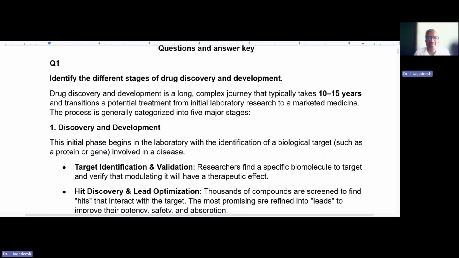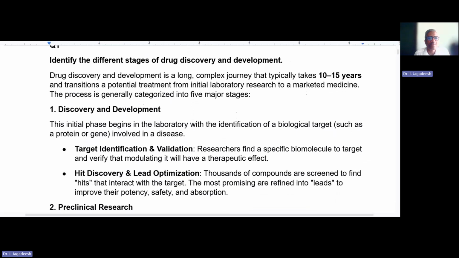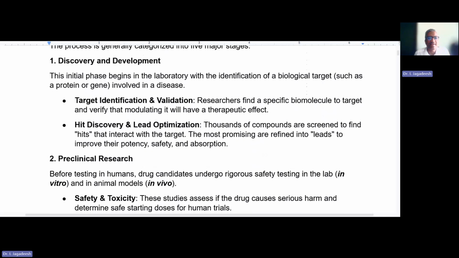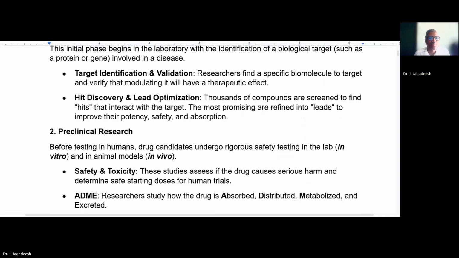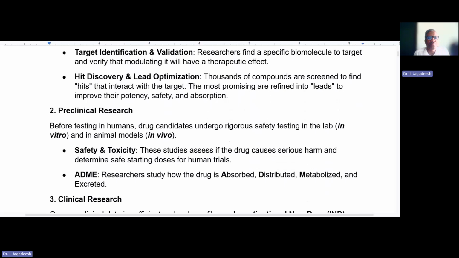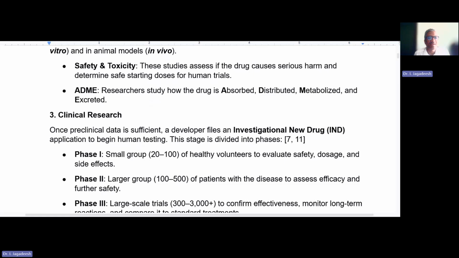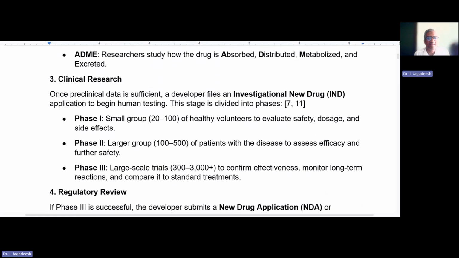If you see, there are major 5 stages in drug discovery and development. The first part is the discovery, where we have target identification and validation, hit discovery and lead optimization. Then we have the development of a molecule for selling in the market, which starts with preclinical research. That includes safety and toxicity studies, and ADMET will also be present. Then it proceeds to clinical research: phase 1, phase 2, phase 3, phase 4.